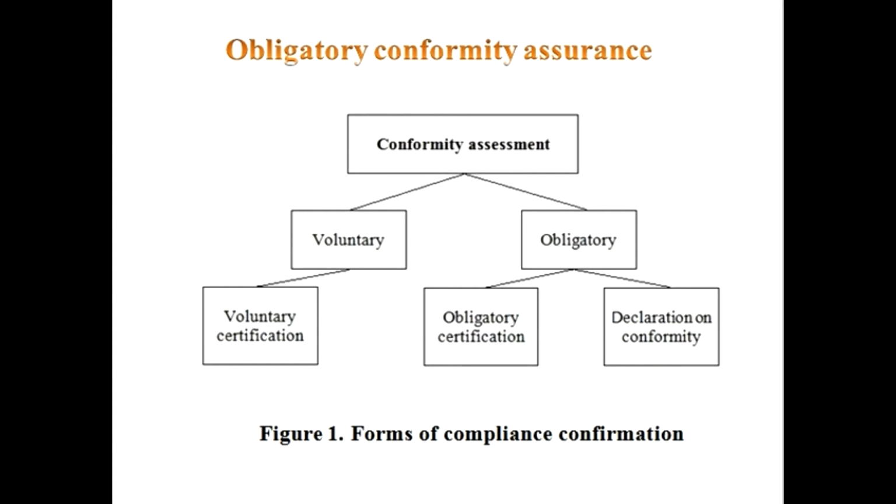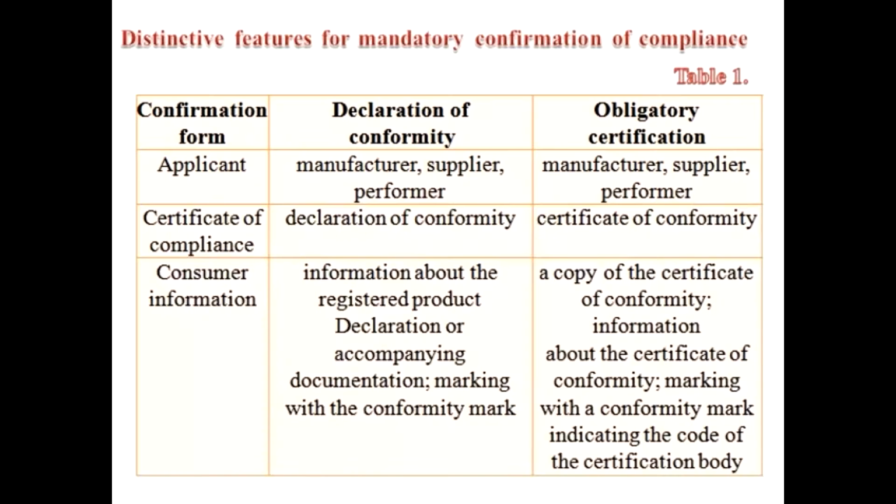Mandatory confirmation of conformity has two forms: acceptance of the declaration of conformity, and mandatory certification. Table 1. Distinctive features of mandatory confirmation of compliance. Confirmation form, applicant: for the declaration of conformity, the manufacturer, supplier, or performer; for obligatory certification, the manufacturer, supplier, or performer. The second feature is the document: the Declaration of Conformity for the declaration, and the Certificate of Conformity for obligatory certification. The next feature is consumer information.